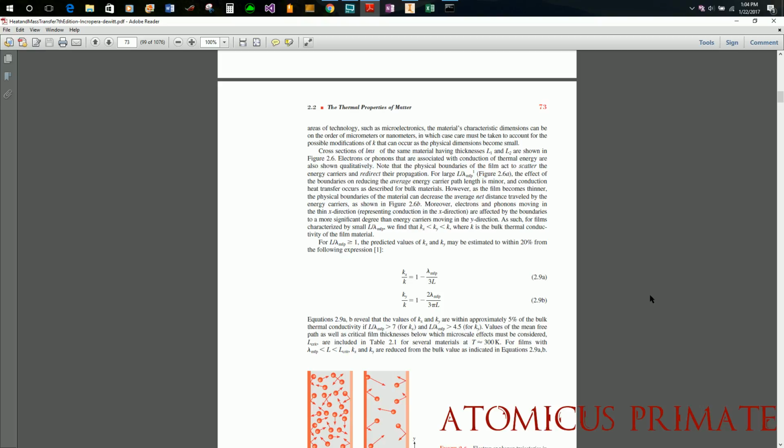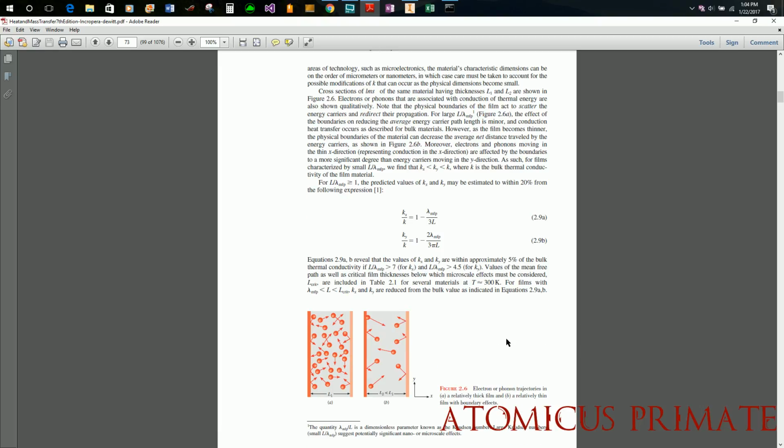Wow, that's a rough estimate. K sub x over K equals 1 minus lambda MFP over 3L. K sub y over K equals 1 minus 2 lambda MFP over 3 pi L. Interesting. Okay, got a pi thrown in there. Very interesting. Very weird. All right, I guess it's not weird. Must be a tube or something.